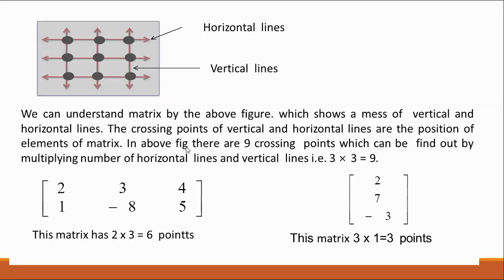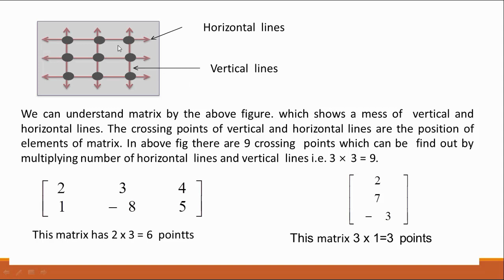Dear students, here you see a picture. This is a representation of a matrix. You can understand a matrix by this figure, which shows a mesh of vertical and horizontal lines. The crossing points of vertical and horizontal lines are the positions of the elements of the matrix. In this figure there are 9 crossing points, which can be found by multiplying the number of horizontal lines and vertical lines. That is 3 multiplied by 3 is equal to 9.